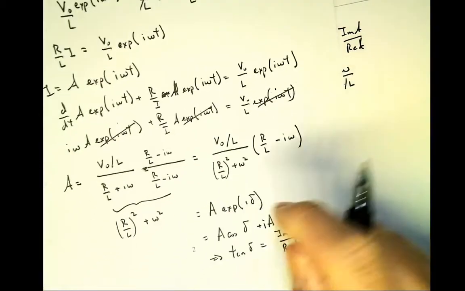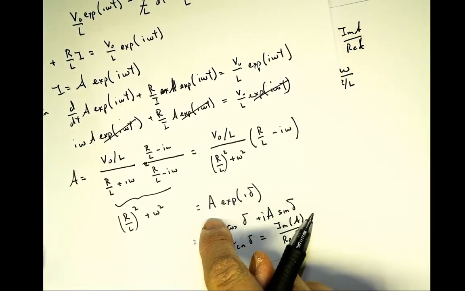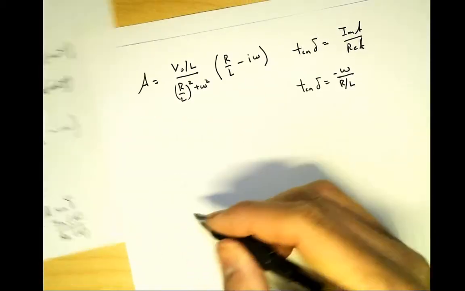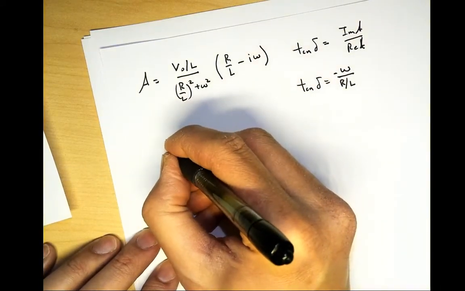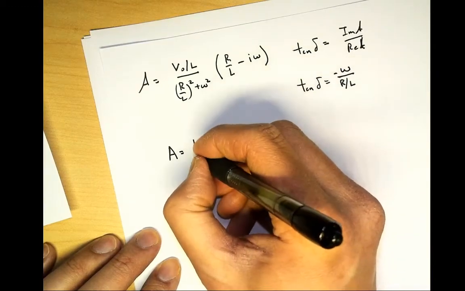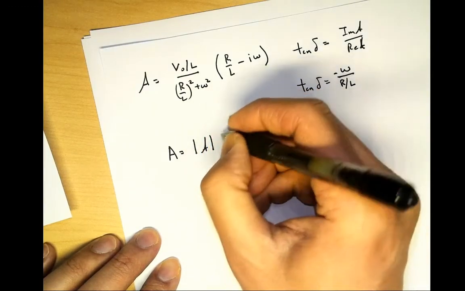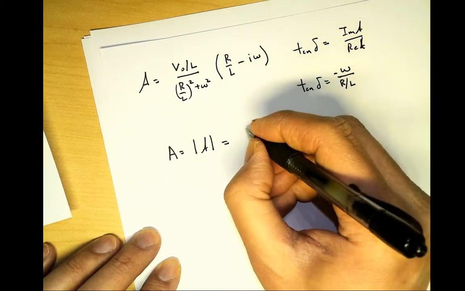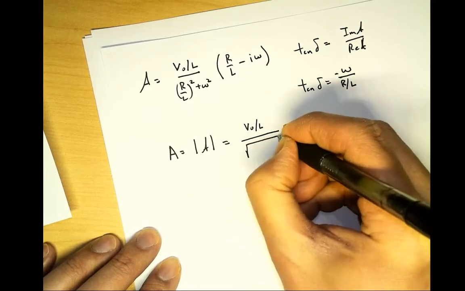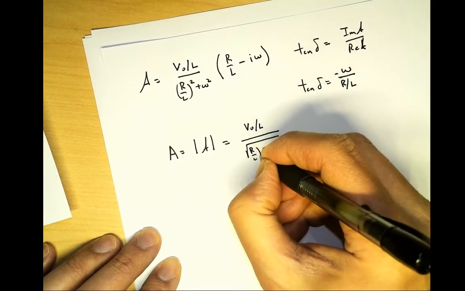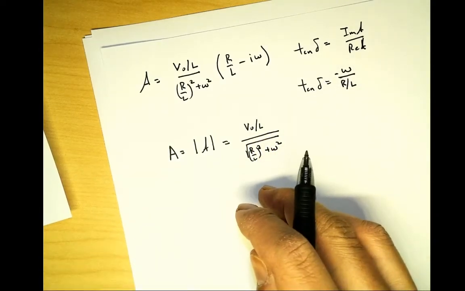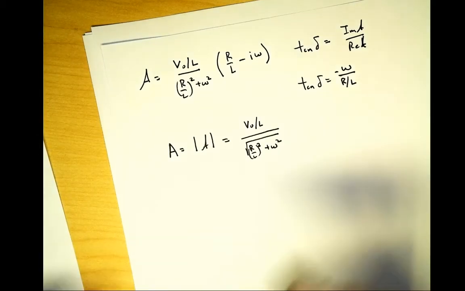Now the second part of it is that we have to figure out what this capital A is. These things are real, right? So let's determine what A is. You can just go ahead and do this if you wanted to, but basically you're computing this thing out. And if you do that correctly, you're going to get something that looks like this: V0 over L divided by the square root of R over L squared plus omega squared, right? Okay, so now we are done.